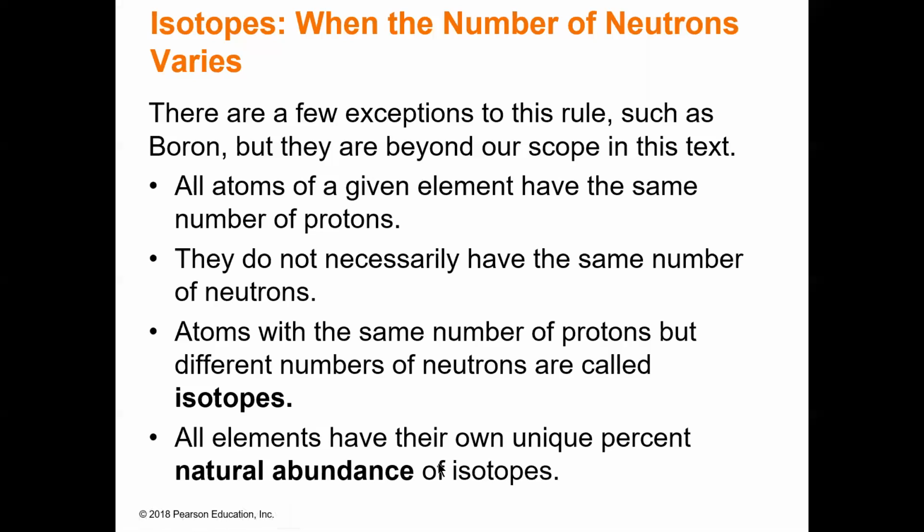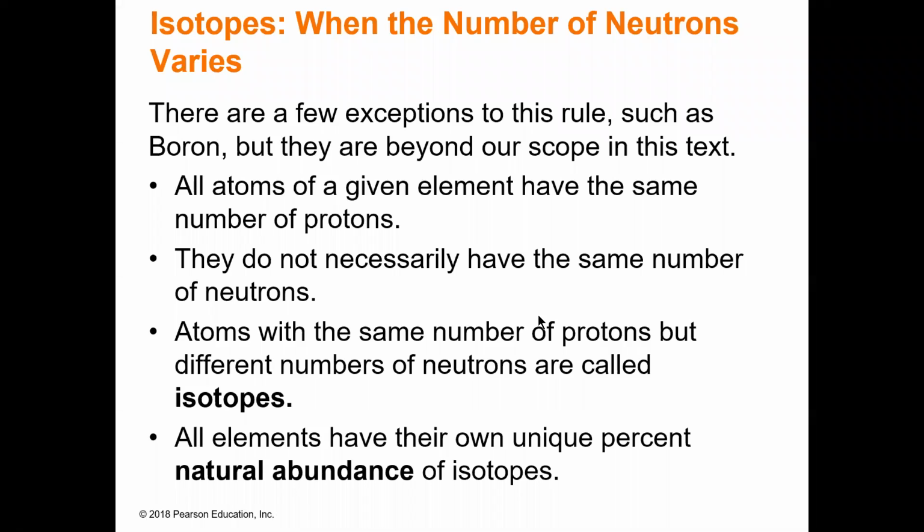All elements have their own unique percent of natural abundance of each isotope. So for instance, carbon has a lot of carbon-12, a little bit of carbon-13, and a little bit of radioactive carbon-14. Most of it is carbon-12 though. These natural abundances are relatively consistent throughout the universe.